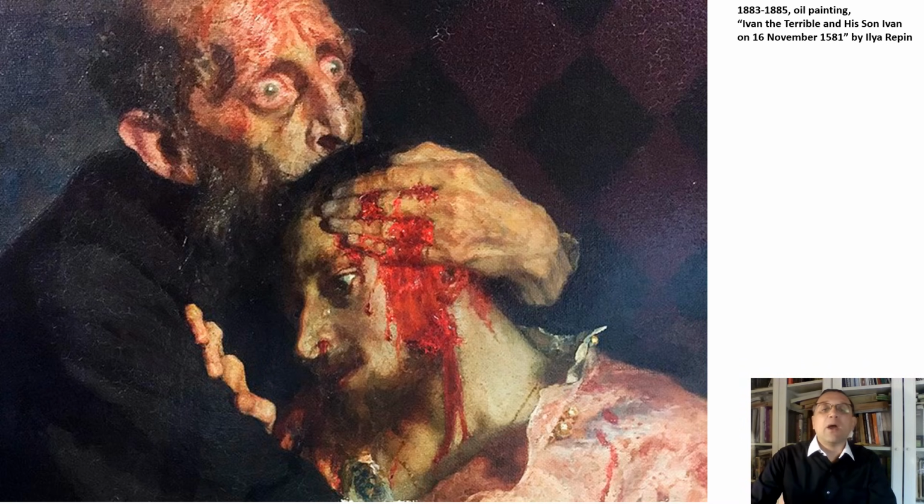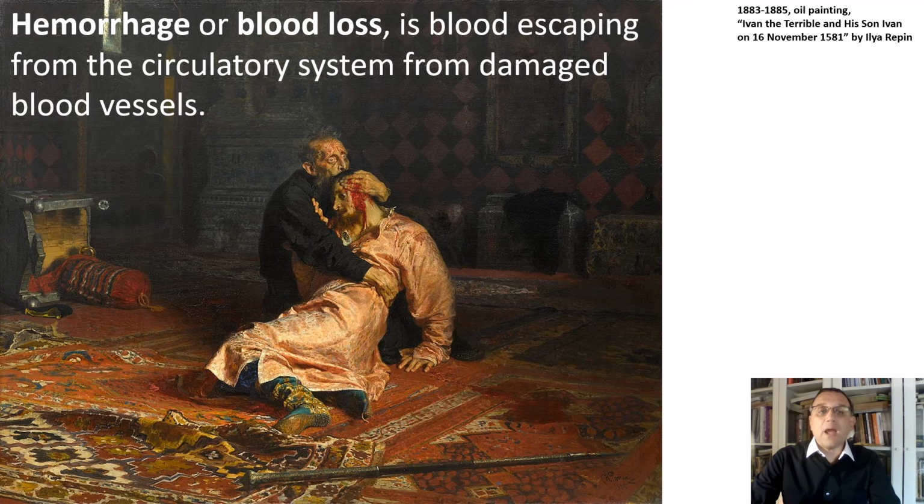Stroke and bleeding, or hemorrhage as we call it, in the brain is often deadly to a patient. Blood spill in the brain will destroy brain cells. On the slide, you see Russian Tsar Ivan the Terrible, who in a fury of rage accidentally killed his own son by a blow to the head with the point of his scepter. This happened in 1581. Hemorrhage or blood loss is blood escaping from the circulatory system from damaged blood vessels.